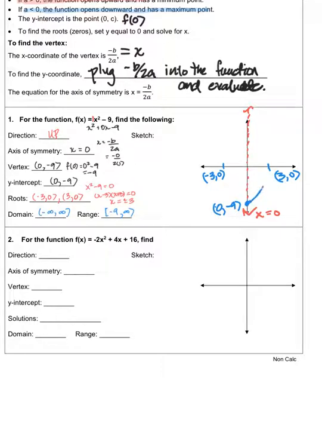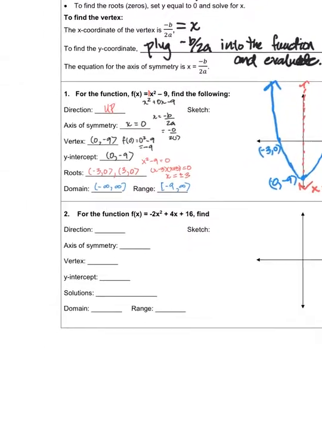And so when I sketch it, it's going to look something like this. And you should label the points that you know, and when you're graphing by hand, you should go ahead and draw your axis of symmetry. Okay, so let's look at the next one.